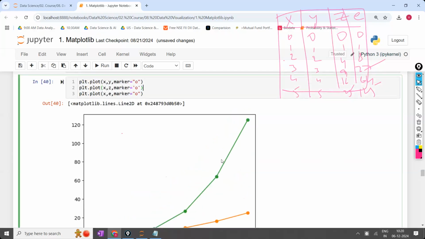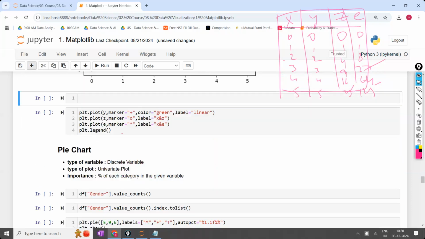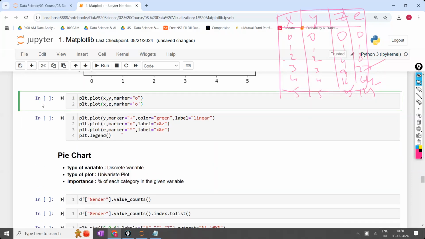Now, let us go with this. Sir, my question is, if I am having one more question. First one, you are going to consider x comma y, marker as this one, fine. Second one, I want to consider z comma e, not x comma z. Now what happens? Let us observe. I'm writing first manually. First let us draw x comma y. X comma y is 0 comma 0, 1 comma 1, 2 comma 2, 3 comma 3, 4 comma 4, 5 comma 5.